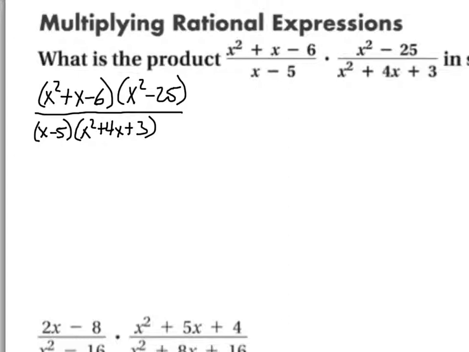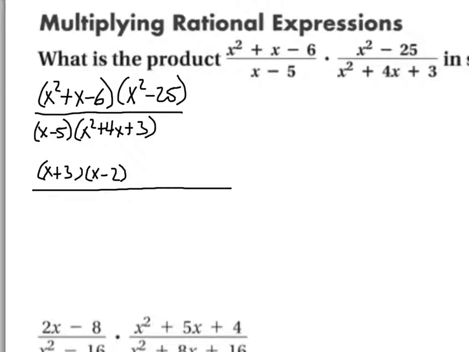Like we learned last week, to reduce this fraction, we've got to go and factor each item. So I've got to factor this first trinomial, x squared plus x minus 6. It's a trinomial, so therefore we know if it factors, it's going to factor into 2 binomials. And what are those 2 binomials? How does that factor? X plus 3, x minus 2. Because again, we're looking for 2 numbers that when you multiply them give you a -6, but when you add them give you a +1.